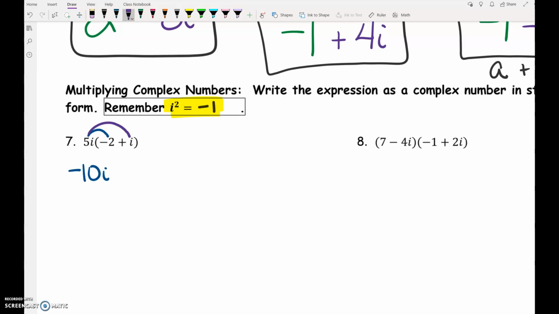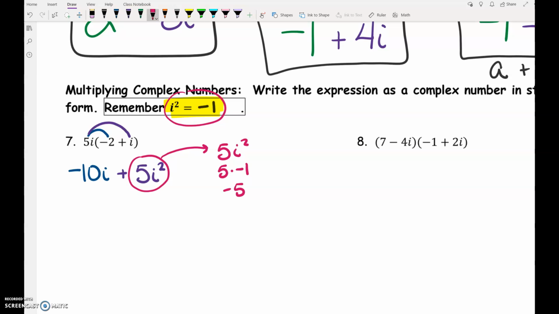5i times i. 5i squared. Now we need to remember this little tidbit about i squared. I'm going to take this 5i squared. i squared is the same as negative 1. So this term really says 5 times negative 1. So really, this is a negative 5.